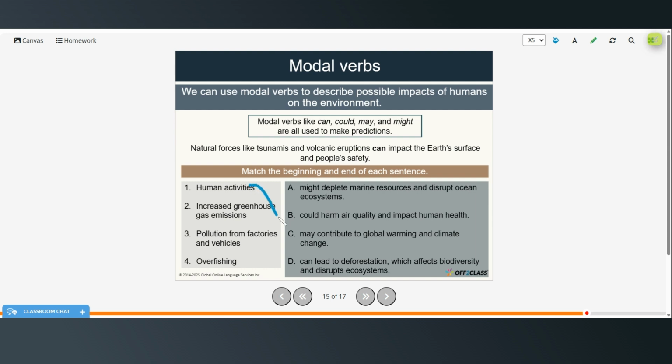So human activities may contribute to global warming and climate change. Increased greenhouse gas emissions. Let's see, I'm going to skip that one and come back. Pollution from factories and vehicles could harm air quality and impact human health. Overfishing might deplete marine resources and disrupt ocean ecosystems. And actually, this one should be C. Increased emissions may contribute to global warming, and human activities can lead to deforestation, which affects biodiversity and disrupts ecosystems.